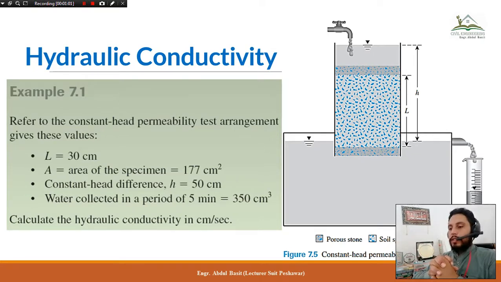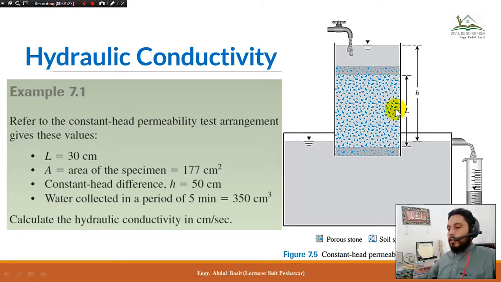The statement refers to the constant head permeability test arrangement, and gives the following values. So this is that arrangement. We already discussed this arrangement and this diagram in the previous lecture, which was about the constant head permeability test.